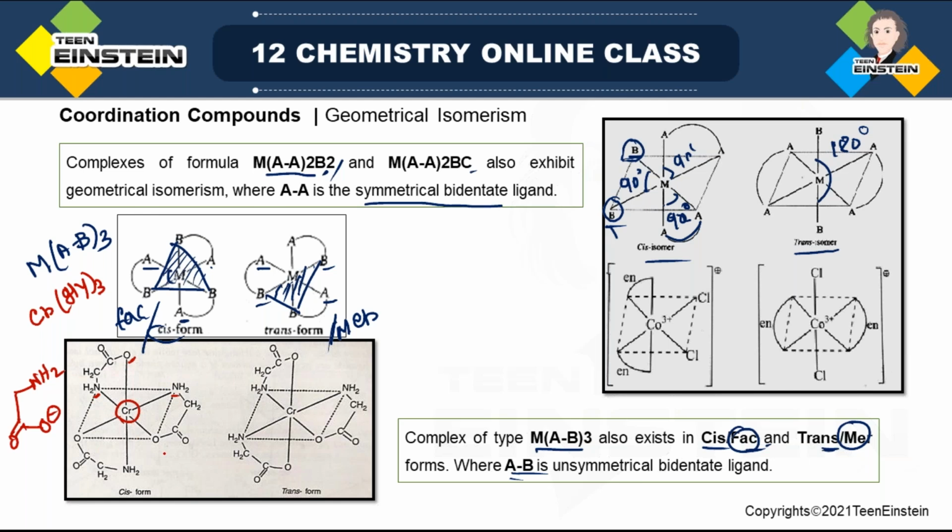So if you join all the N or if you join all the O, you are getting a triangular face of octahedral geometry. But in the second case, if you join all the oxygen, you can also join all the nitrogen. Now see, here also we are getting a triangular arrangement, but it is not on any of the faces, it is inside. Fine. So here AB is an unsymmetrical bidentate ligand. Example we have taken is the glycinato ligand.